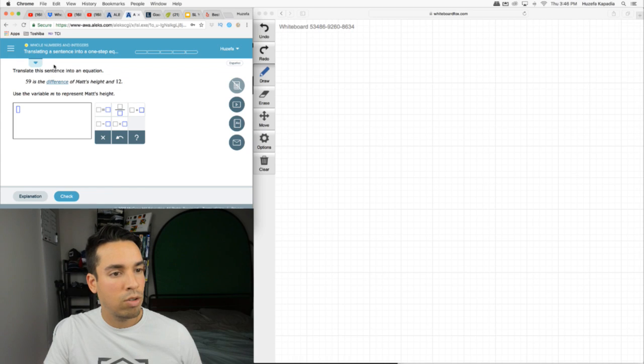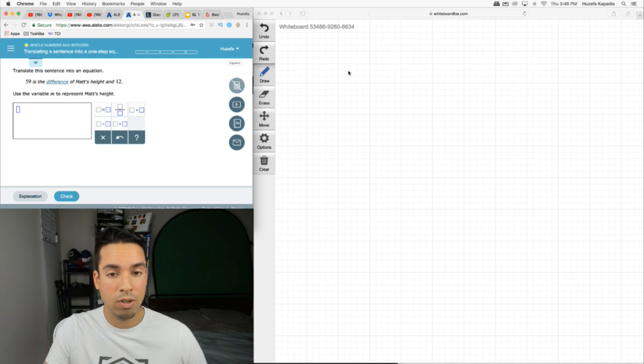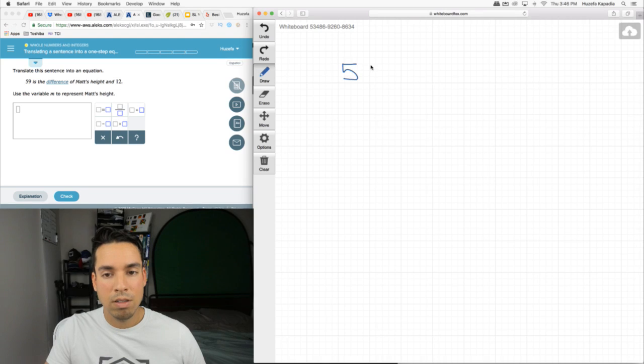Translating this sentence into an equation. All right, 59. So this is, look how I do it, just very step by step. I won't even necessarily read the whole thing first. 59 is always an equal sign. 59 is the difference. Difference is subtraction.